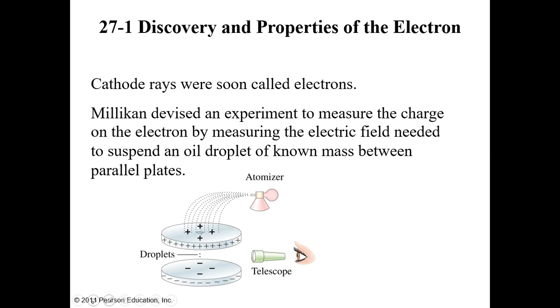Shortly after that, also late 1800s, a scientist by the name of Millikan devised a cool experiment to actually find the mass of an electron. Here's what he did. He had a plate where he charged it so that it produced an electric field, like so, from the positive plate to the negative plate.